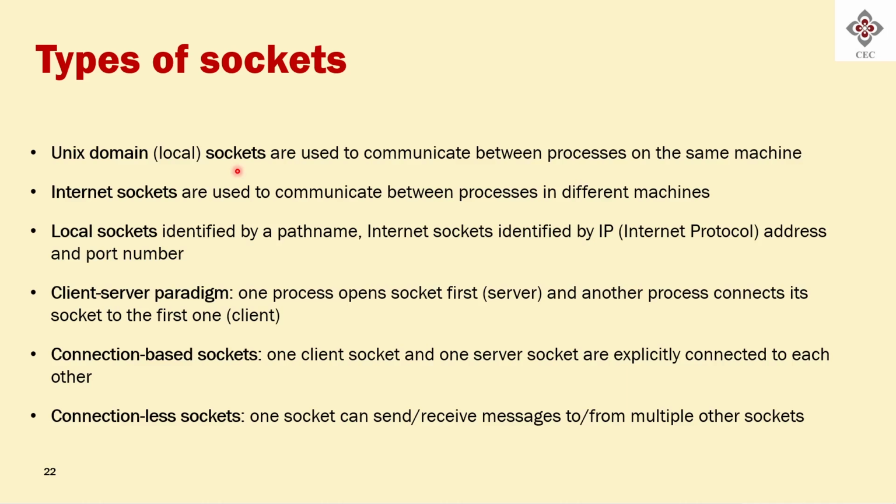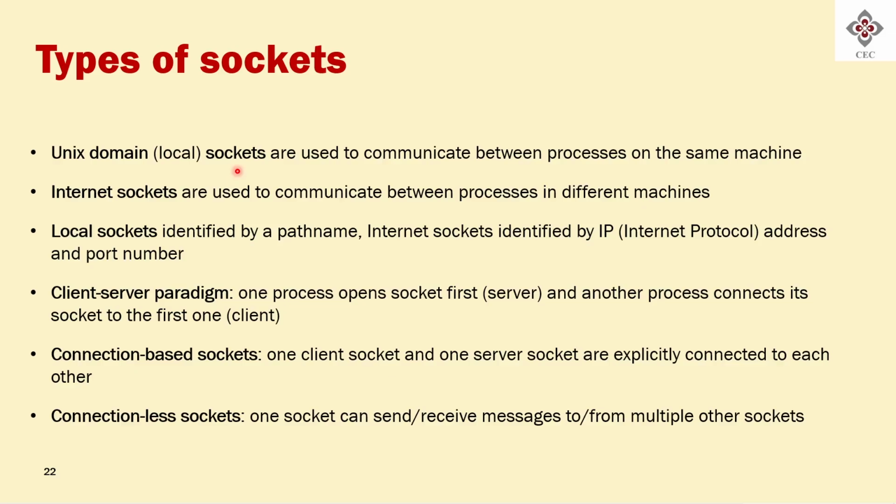If you look at the types, we have different types of sockets. We have Unix domain, which is a local socket, used to communicate between processes on the same machine. And we have internet sockets, which are used to communicate between processes in different machines. We have to mention the path name, IP address and port number to identify the sockets, as I mentioned. The bind system call is meant for that. And we have the client server paradigm, where one process opens a socket first and another process connects to the socket of the first one.